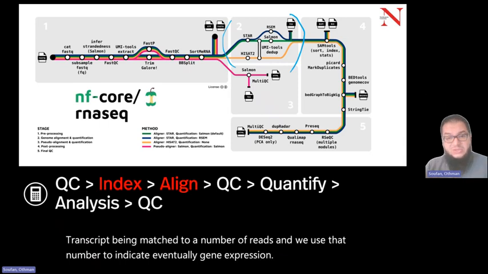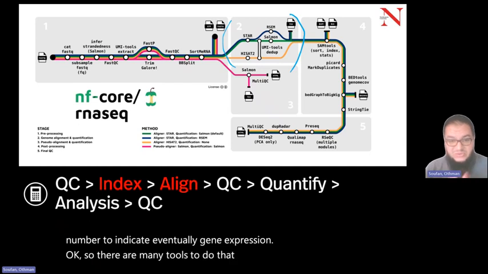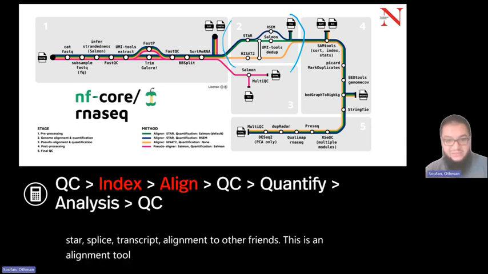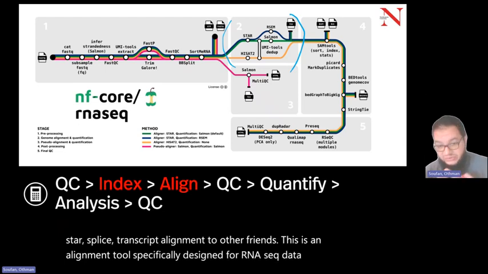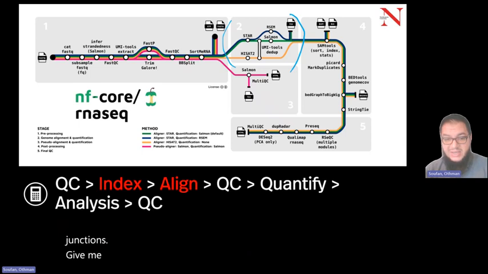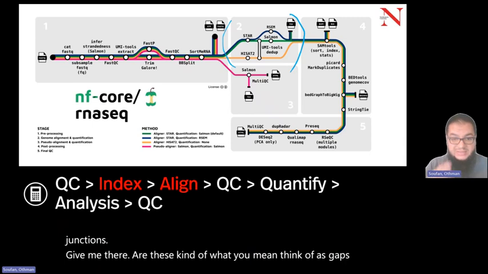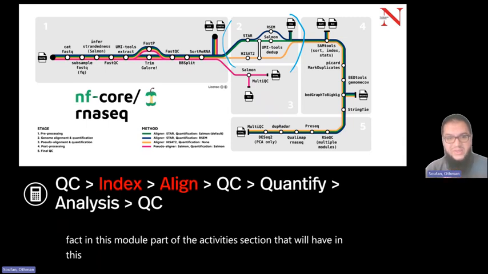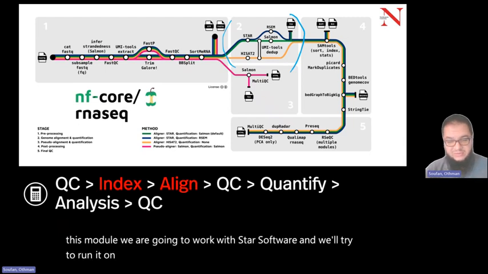There are many tools to do that. What you see here is STAR, Spliced Transcripts Alignment to a Reference. This is an alignment tool specifically designed for RNA-seq data. It is known for speed and accuracy, especially when mapping across splice junctions. There are these kind of what you may think of as gaps. In fact, in the activities section of this module, we're going to work with STAR software, and we'll try to run it on the Discovery cluster.